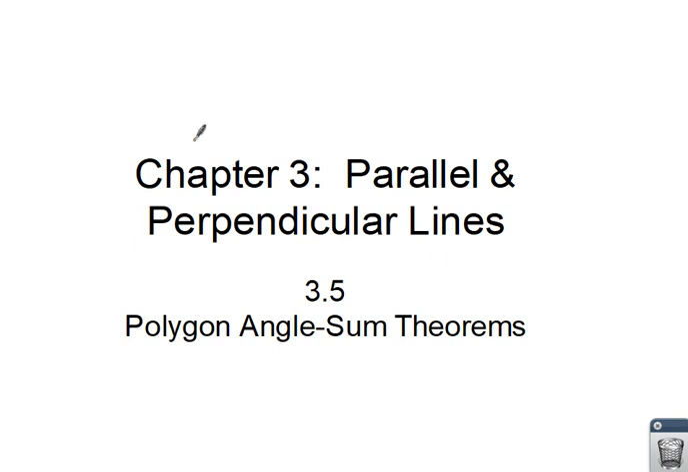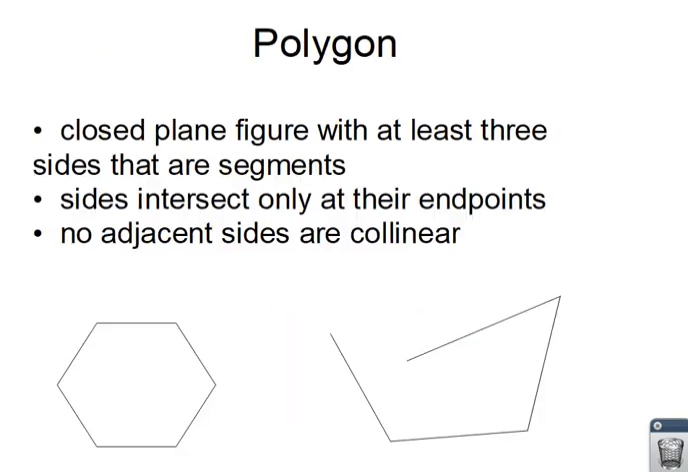Alright, section 3.5. These are polygon angle sum theorems. So kind of the same idea as the triangle angle sum, but this has a little bit of a twist to it. Okay? Some definitions first.